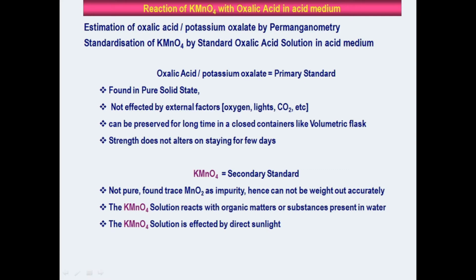On the other hand, potassium permanganate is called a secondary standard solution, since a small amount of manganese dioxide is present as an impurity, so we cannot weigh out potassium permanganate directly or exactly using an analytical balance. Another point is that potassium permanganate solution reacts vigorously with organic matter present in water. And the last one is that potassium permanganate solution is affected by direct sunlight, so it is called a secondary standard solution.